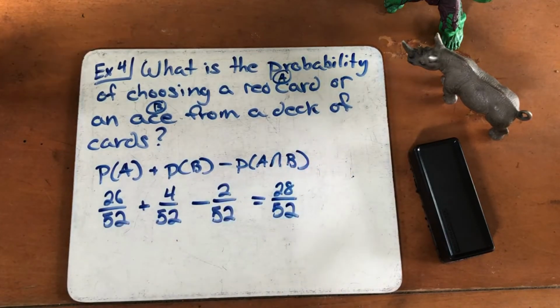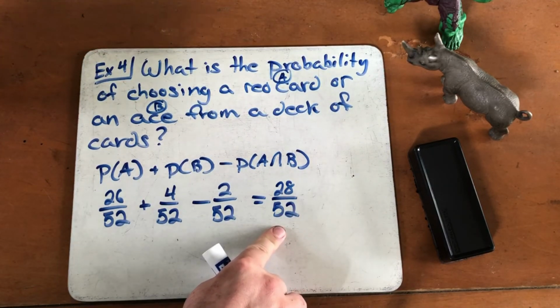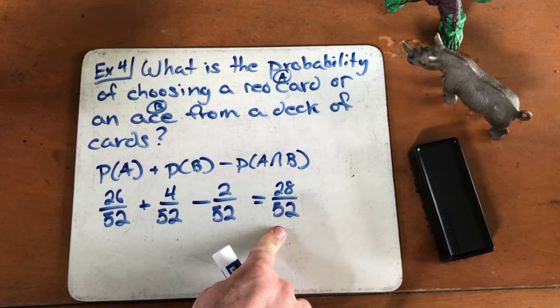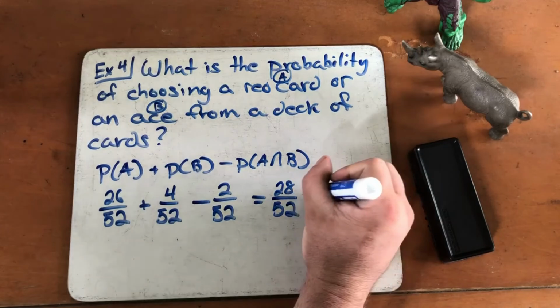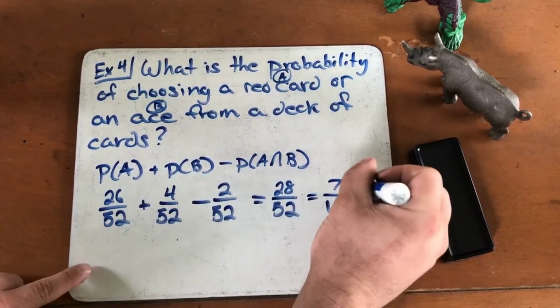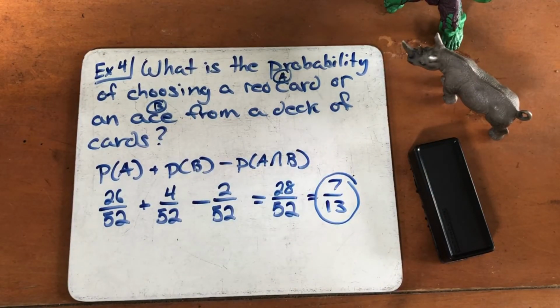As always, we have a fraction. Fancy math people at some point decided we have to simplify all fractions. So I want to know what the greatest common factor of 28 and 52 is, which in this case is 4. And so that gives me 7/13. So 7 out of 13, or 7/13, is my probability of choosing either a red card or an ace.